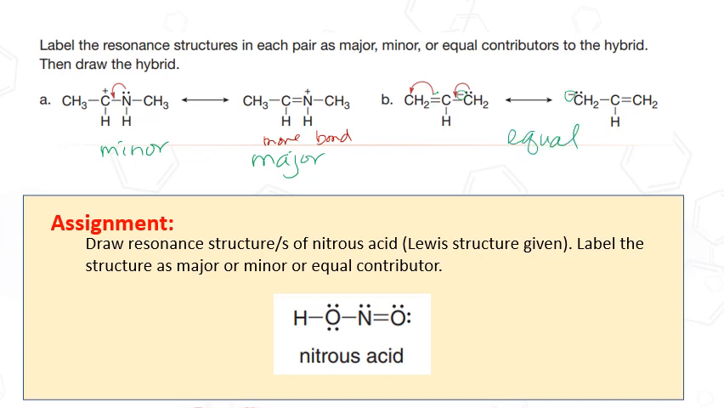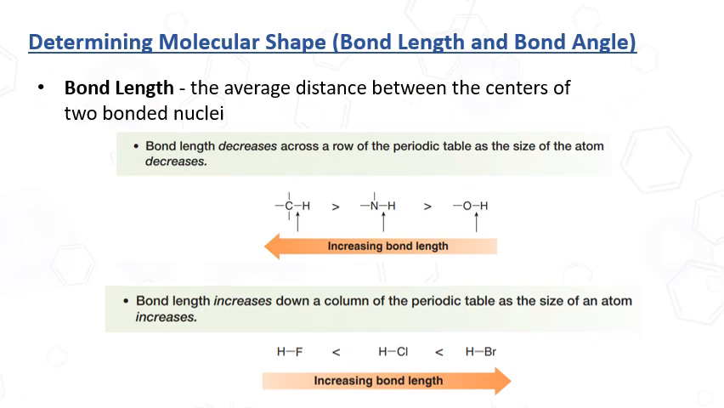For the assignment, you're given here the Lewis structure of nitrous acid. You'll come up with the resonance structures and then label them if they're major, minor, or equal contributors. Please pass them on Friday. Okay, so that's for resonance forms.